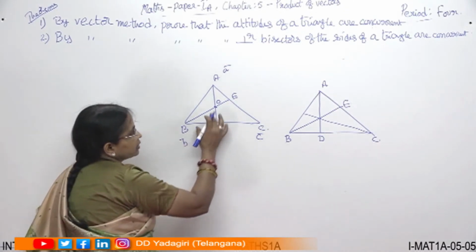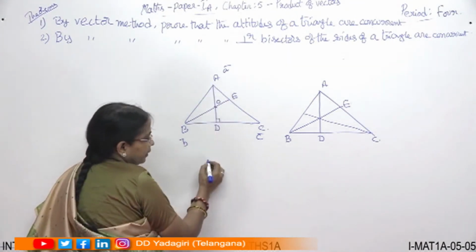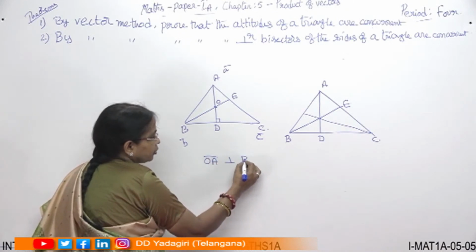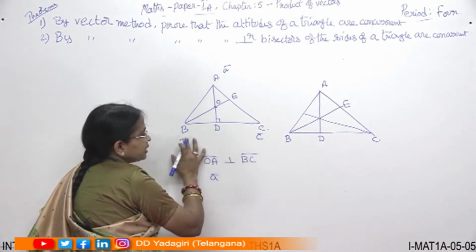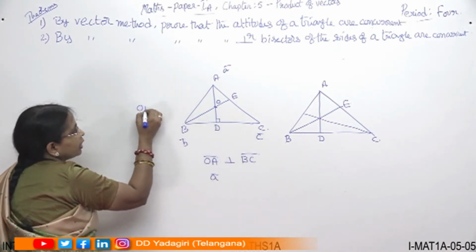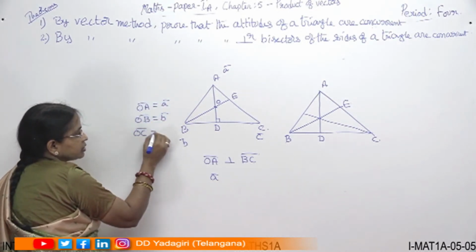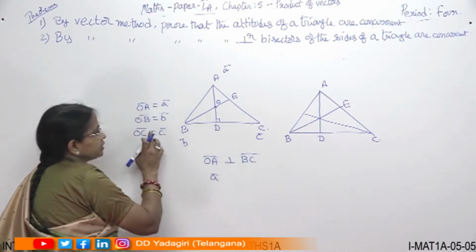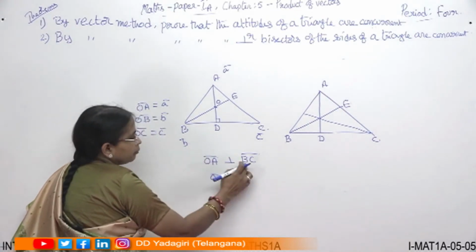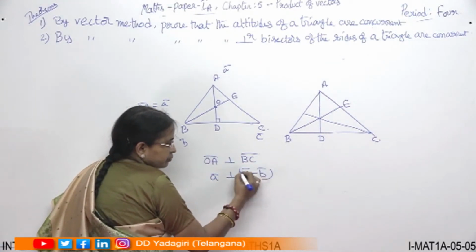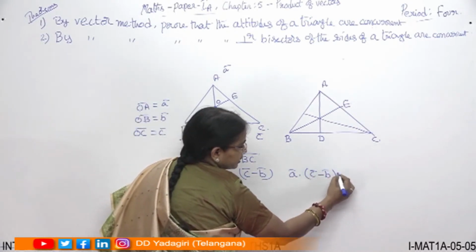Now AD is one altitude, no? So OA is perpendicular to BC. We have OA equal to A, OB equal to B, and OC equal to C. So what is BC? BC is OC minus OB. So A is perpendicular to BC, that is C minus B. Because they are perpendicular, their dot product is 0. So A dot (C minus B) is equal to 0.